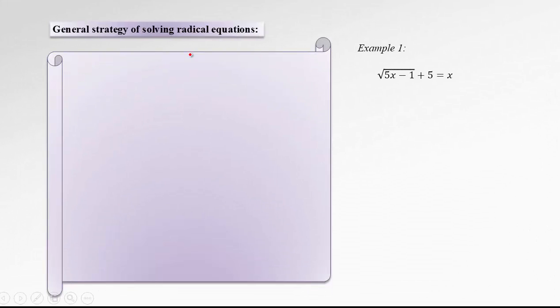Let's look at the steps that we need to take to solve any radical equation. We'll observe those steps by looking at this example. So the first step would be to isolate one radical on one side of the equation. Isolate means leave it alone without any extra addends and possibly with positive sign in front of it. So in our case, we want to leave this radical on the left-hand side and bring the 5 to the other side. So that's the first step.